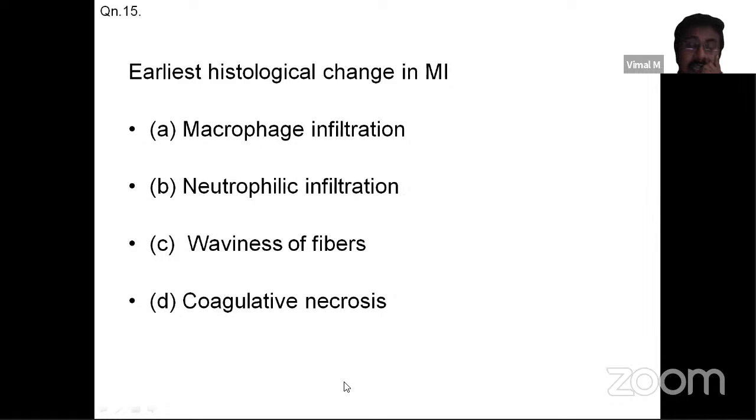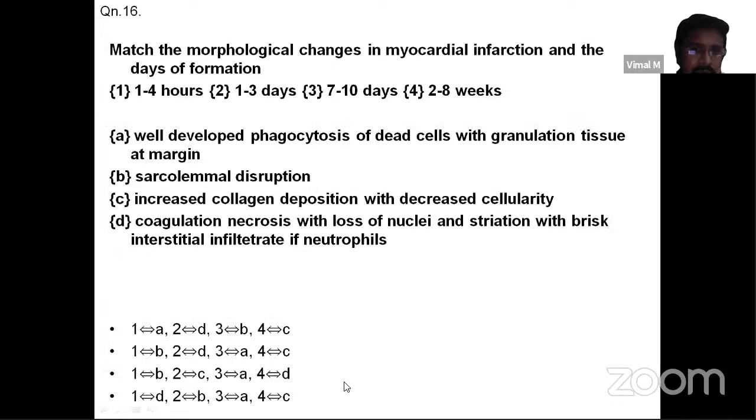Earliest histological change in MI: macrophage infiltration, neutrophilic infiltration, waviness of the fibers, and coagulative necrosis. One more question I'm putting forward before moving into the topic of myocardial infarction, that is matching the morphological changes in myocardial infarction and the days of formation. That is what they have given.